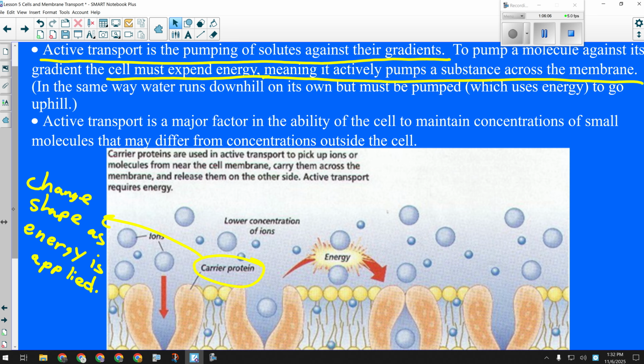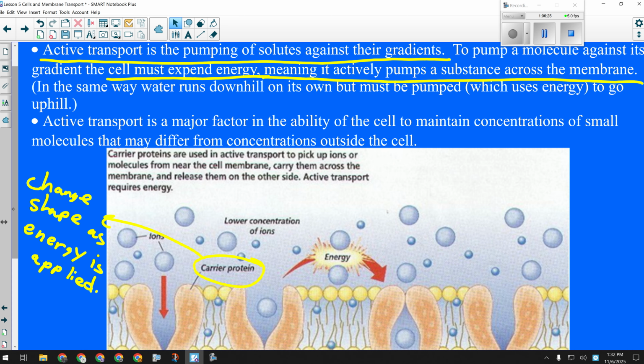So in their resting position, they're open to the outside. Minerals and things like that will just kind of fall into them. When energy is applied, they'll snap the other way. They'll be closed to the outside, open to the inside, and they'll just keep doing that as long as the active transport is going on.